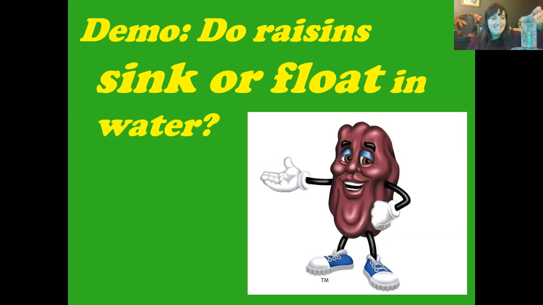What happens is the raisins get surrounded in bubbles. There goes one up to the surface. Then the bubbles all pop, and then the raisin sinks. And then at the bottom, it gets covered in bubbles, and then they fly back up again, and then all the bubbles pop, and they sink.